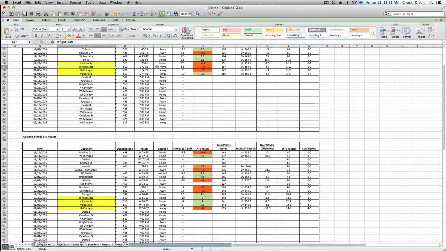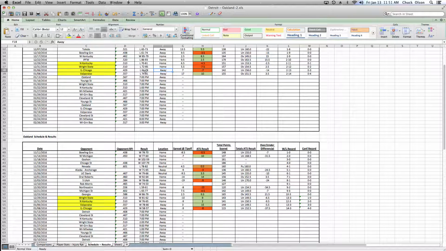Wright State, they played Wright State at home, and Wright State was played at home by Oakland as well. At Oakland, Wright State was beat by, looks like, 19, and here, Detroit was beat by, looks like, 13. So that's 19 and 13. That's what, a 42-point delta there. So that obviously supports the Oakland play.